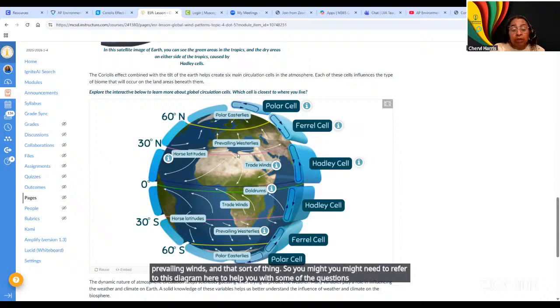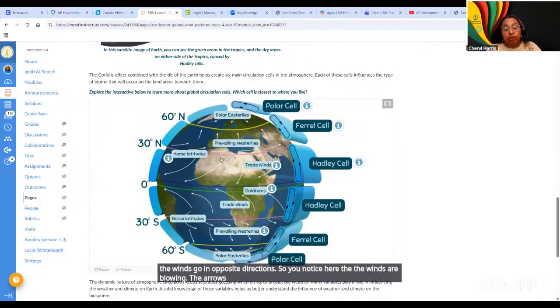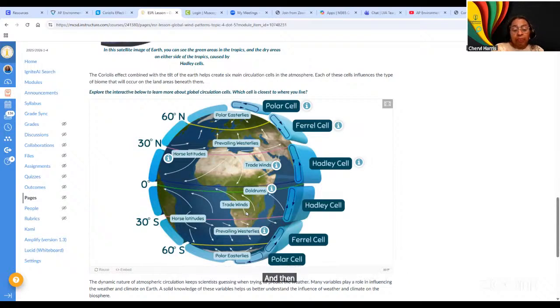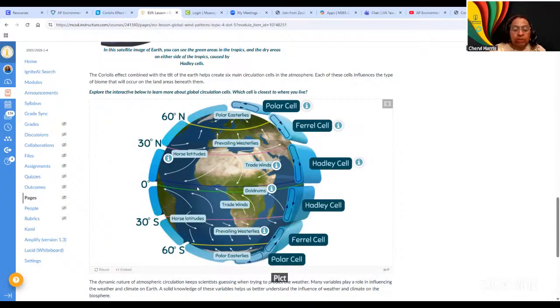Also, he talked about the equator, the north and south equator. The winds go in opposite directions. So you notice here, the arrows are curving to the west, and then on the bottom, they go from the bottom also to the west, but it's like a mirror picture. So notice that they are slightly different from top to bottom.